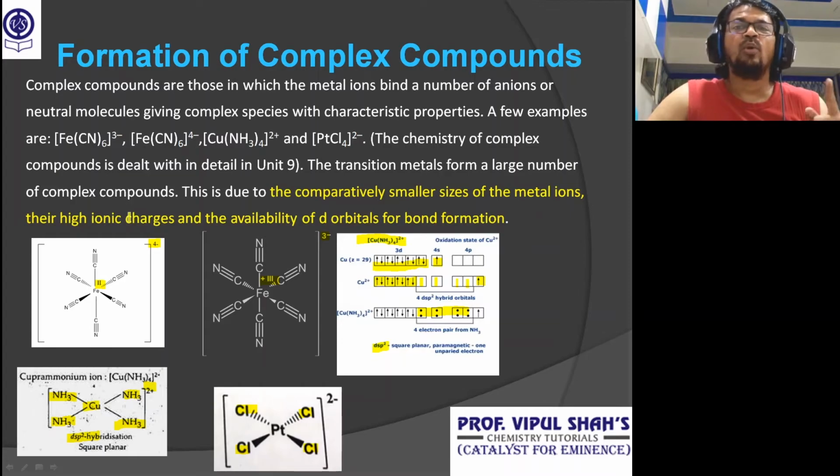Cuprammonium ion, ammonia is the ligand. And platinum tetrachloride, is this clear? If you remember PtCl, just see the formula here please. I'm giving the IUPAC name of all. People, you also give it with me. Let's try.